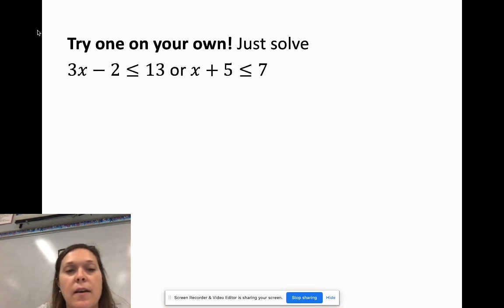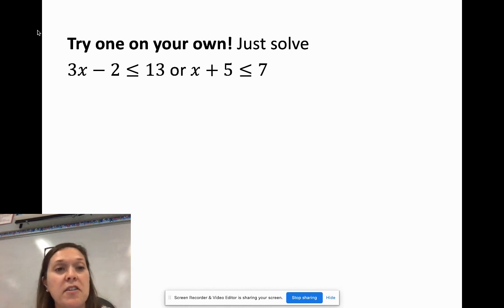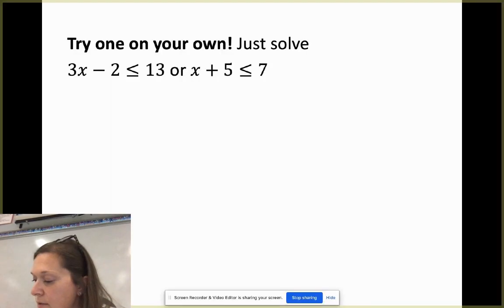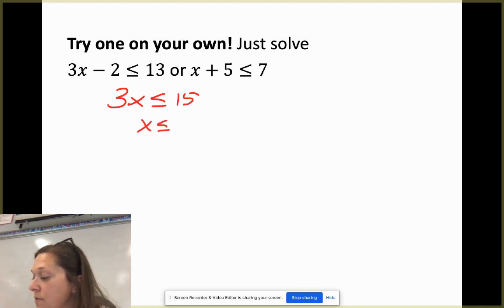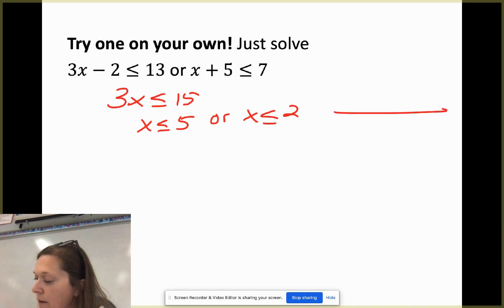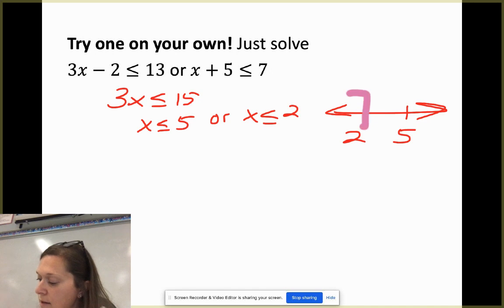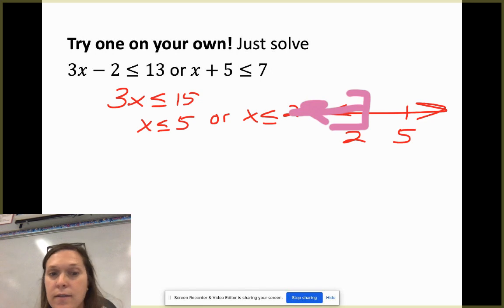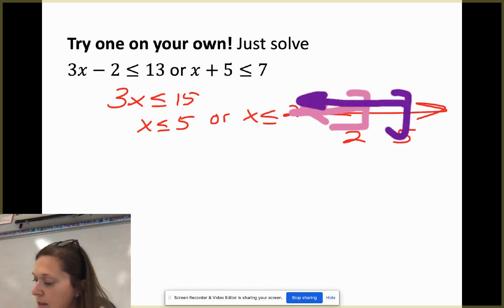Okay. All right, try this one on your own. Oh, I didn't put an answer there. Okay, let's check your answer, see what you guys got. 3x is greater than or equal to 15, x is greater than or equal to 5, or x is less than or equal to 7 minus 5, which is 2. Graphing it, 2 here, 5 there, bracket, shade, and then for the 5, it's bracket, shade.